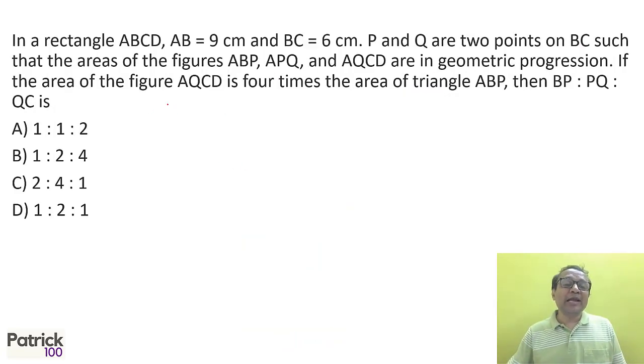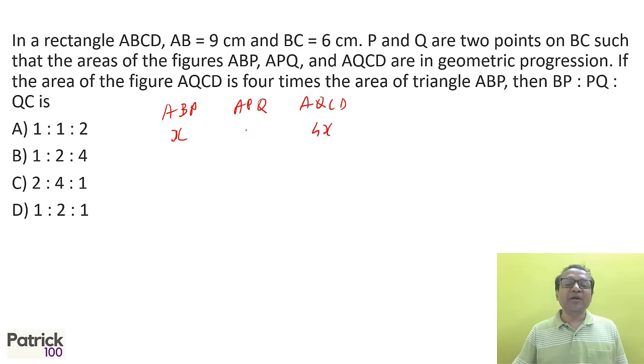96. So here they said ABP, APQ and AQCD are in GP. And this is 4 times. So if this is 1, now this is X, let's say, this is 4X. For a GP, this has to be 2X. X, 2X, 4X area. Okay, this is 4 times the area and this is in geometric progression. So it has to be X, 2X, 4X, double and double.